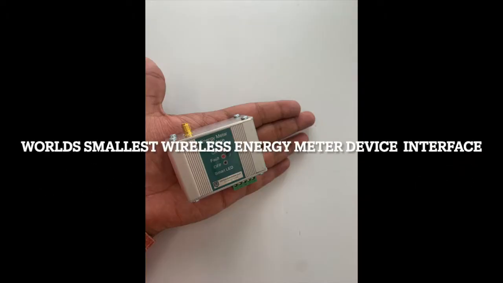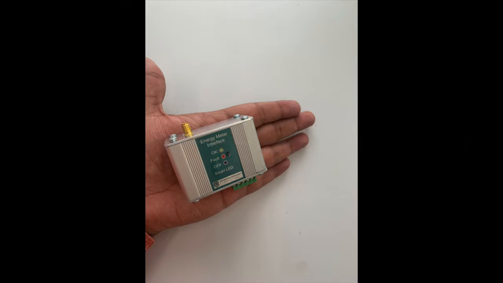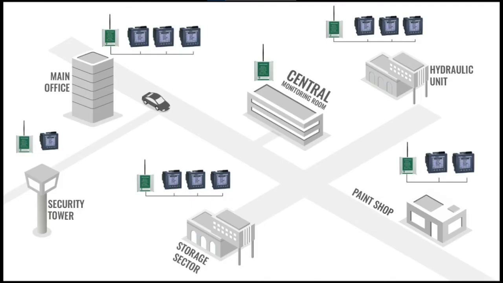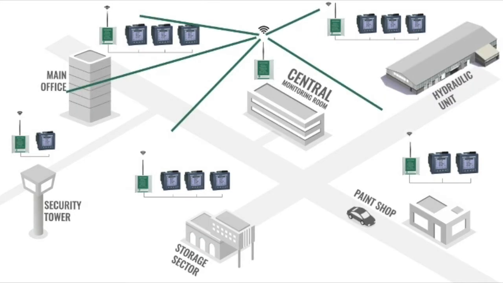EPITOME Electronik introduces the world's smallest energy meter interface device, used for energy monitoring for remote and decentralized locations. Today we are going to demonstrate one of the products that is placed in the factory premises of the customer. Here you can see the way the architecture works: multiple locations to one centralized location.